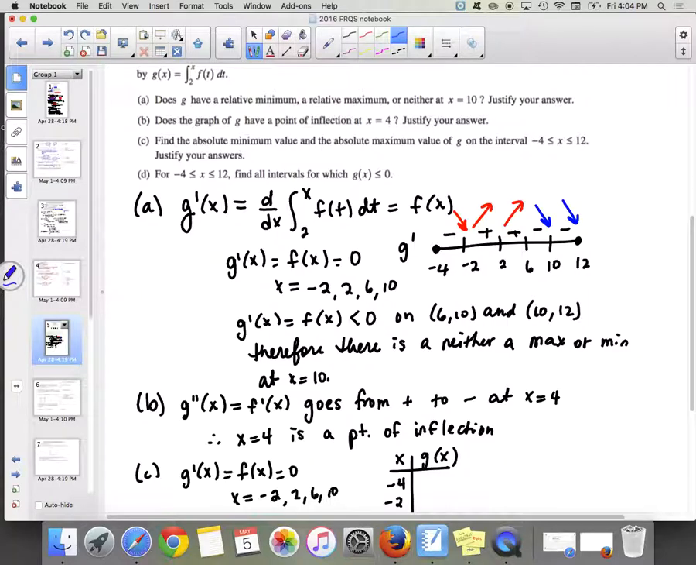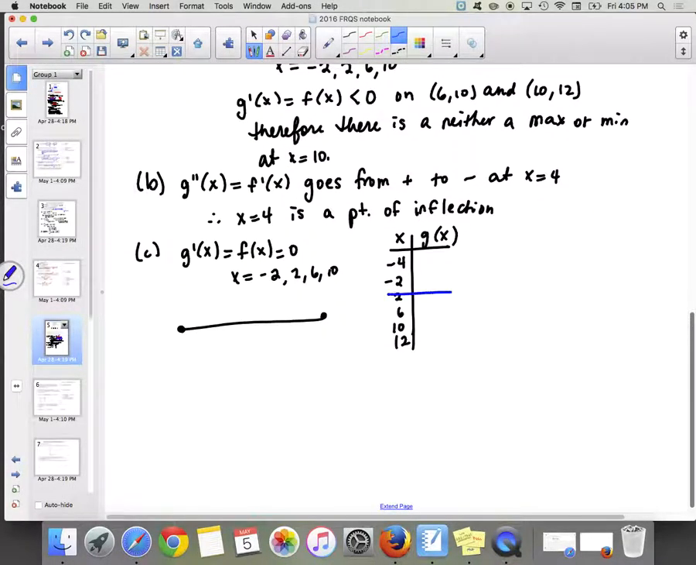So my possibilities for max and mins are here, here, not at 2, because it goes increasing then increasing some more, 6, not at 10, and 12. So really I don't have to try the 2 and the 10. So we could cross those out. But we should probably try the other ones with this candidates test, okay? So we probably need to say something about that.